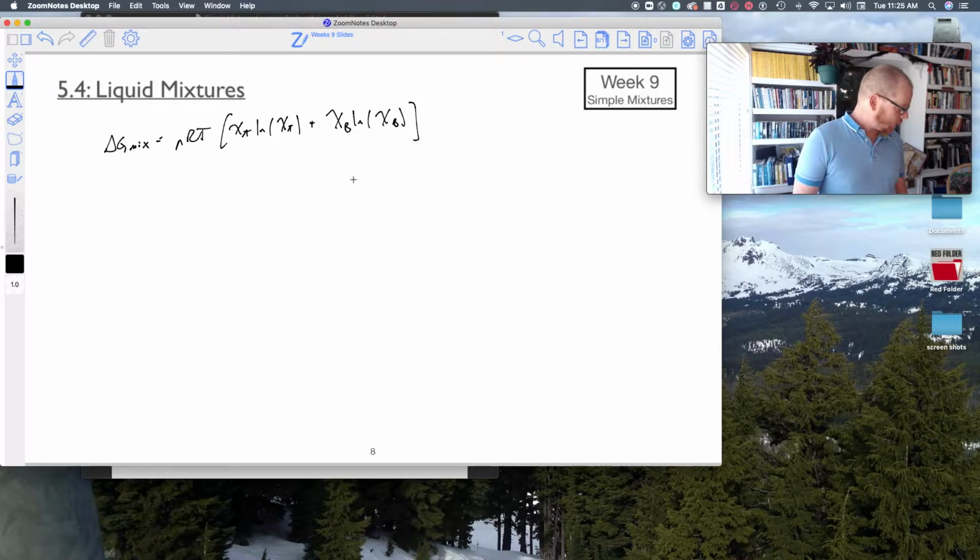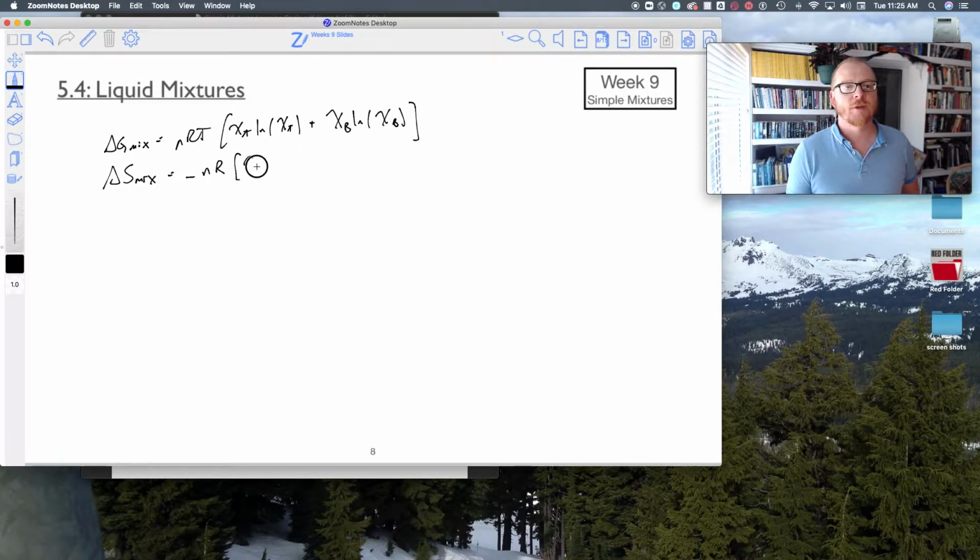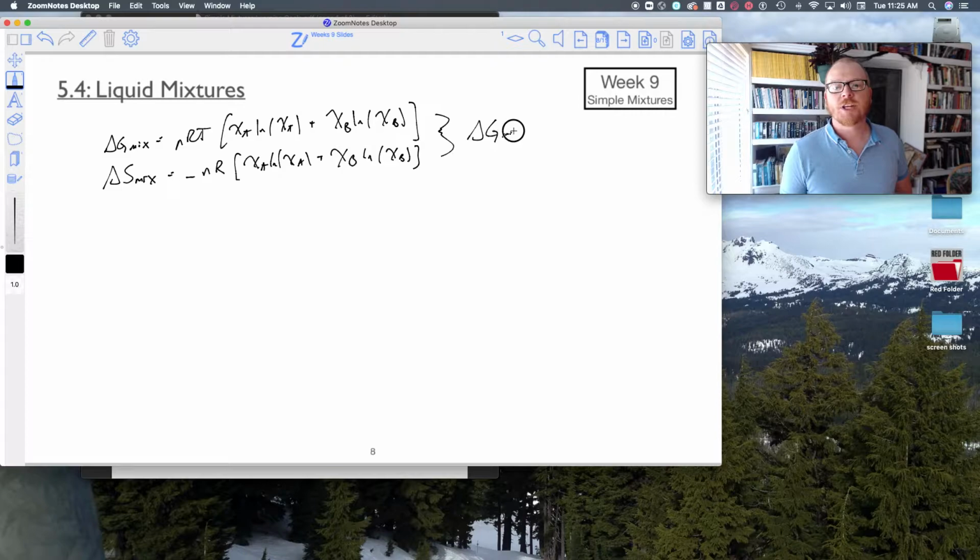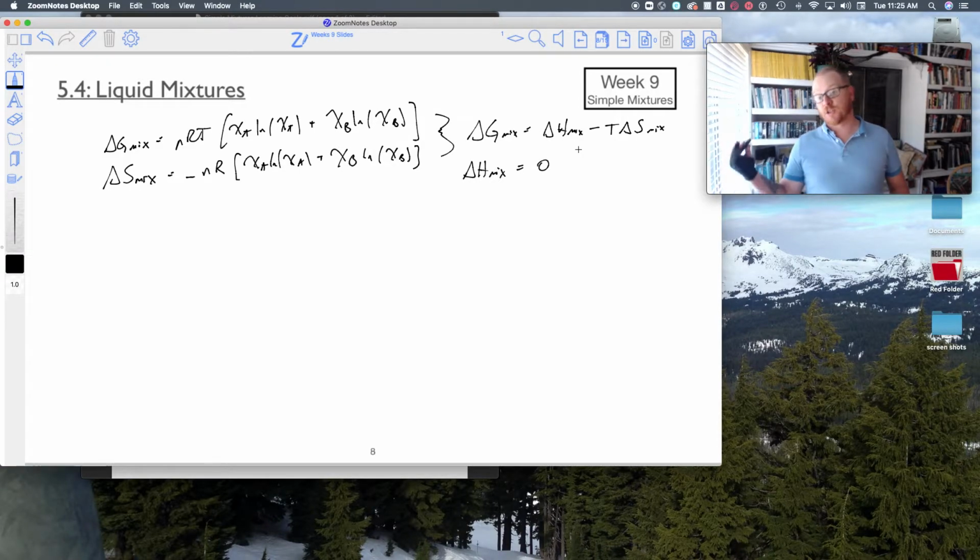We also wrote up this equation, delta S of mix, which we know is just negative d/dT of this equation. So that's negative nR times chi A natural log chi A plus chi B natural log chi B. And we also remembered that when we combine these two things using the equation delta G of mix equals delta H of mix minus T delta S of mix, this gave us that the delta H of mixing of an ideal solution is 0.